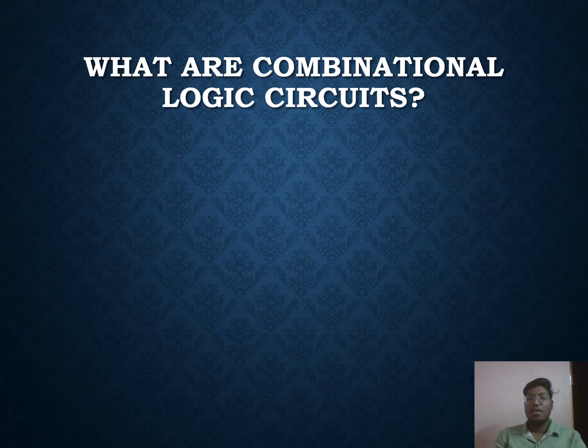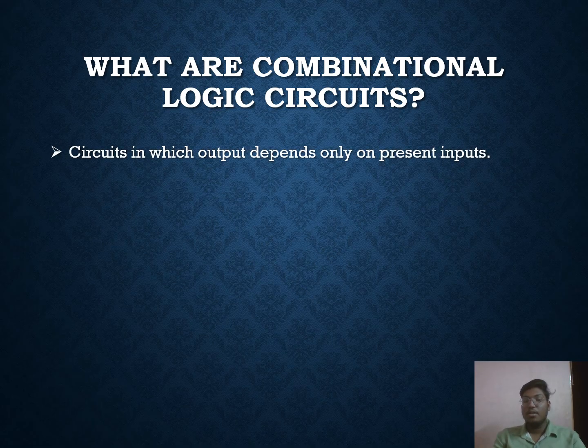Okay, let us see what combinational logic circuits are. Combinational logic circuits are circuits in which the output of the system depends on the present inputs, not on previous or past outputs. It does not have any memory element from the output to the input. So the output of the system depends only on the present inputs. There is no feedback or memory element present in this.